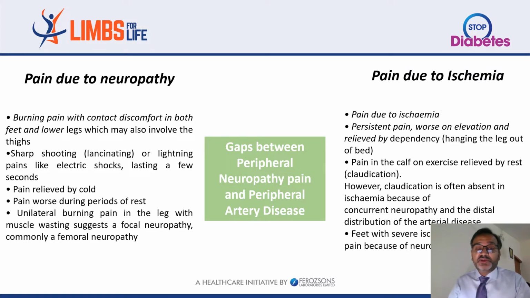Okay, when we talk about neuropathic pain, it's a burning pain with contact discomfort, usually in the extremities, feet and lower legs. It may also involve the thigh, and if it involves the hands, it may involve the arms. It's a sharp, shooting, lightning pain like electric shocks lasting for a few seconds. Usually it is a fine tingling, burning sensation, but it can move, and the patient can feel like electric shocks and very sharp shooting pain.